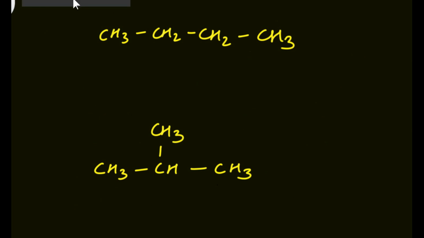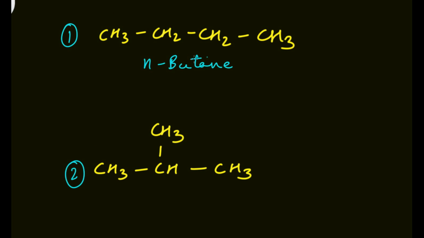What are those isomeric forms? First one is n-butane and second one is isobutane. These are the two isomeric forms. So the first member of the alkane series that shows isomerism is butane. Butane is the first member that shows chain isomerism. All right.